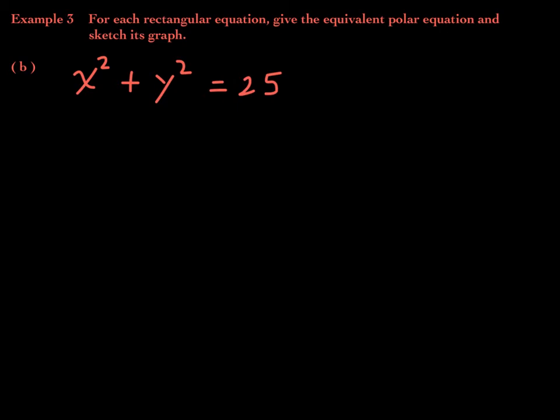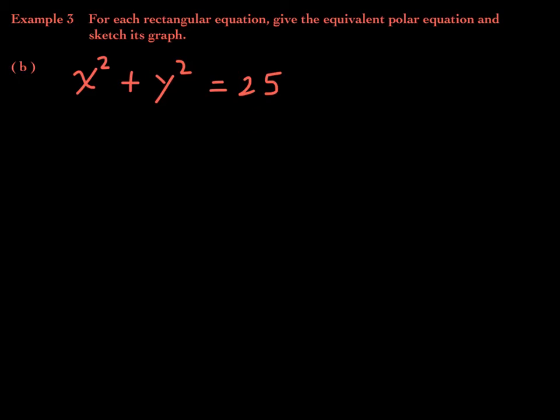x squared plus y squared is equal to 25. Now, if you will remember from maybe your algebra studies, this is the equation for a circle. A circle whose center is at the origin and whose radius is the square root of 25. That is to say the radius is 5 units, right? So the center is at the origin and the radius is 5 units.